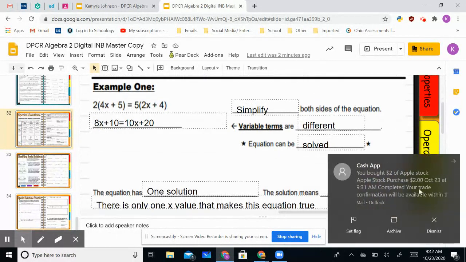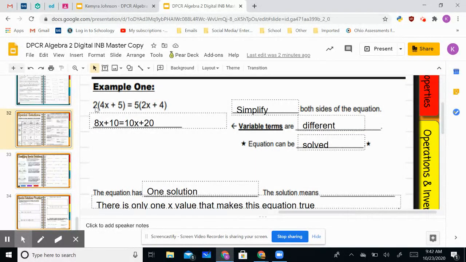On this first example, what we got is we have 2 times 4x plus 5 equals 5 times 2x plus 4. Now, what you have to do first, you need to simplify both sides of your equation. So what I did was I distributed the 2 and the 5 in respectively. Over here on the left, that yielded me 8x plus 10. On the right, it gave me 10x plus 20. Now, what I noticed already is that our variable terms are different. Because they're different, that means we could solve that equation.